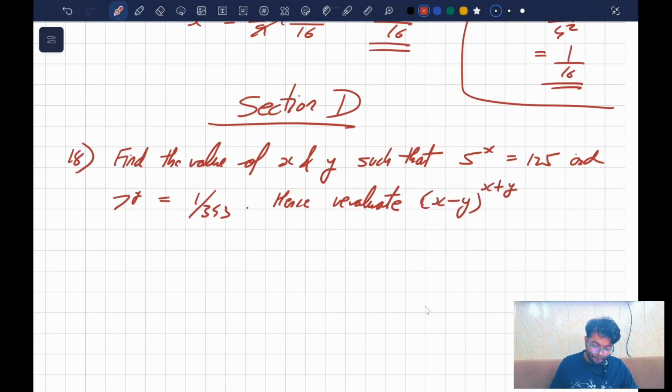Okay, understood? So find the value of x and y. We know that 5 to the power x is equal to 125. This is child's play, right? What should the value of x be? 5 cubed is 125, so x is equal to 3. Now 7 to the power y is equal to 1 upon 343. What is 343?